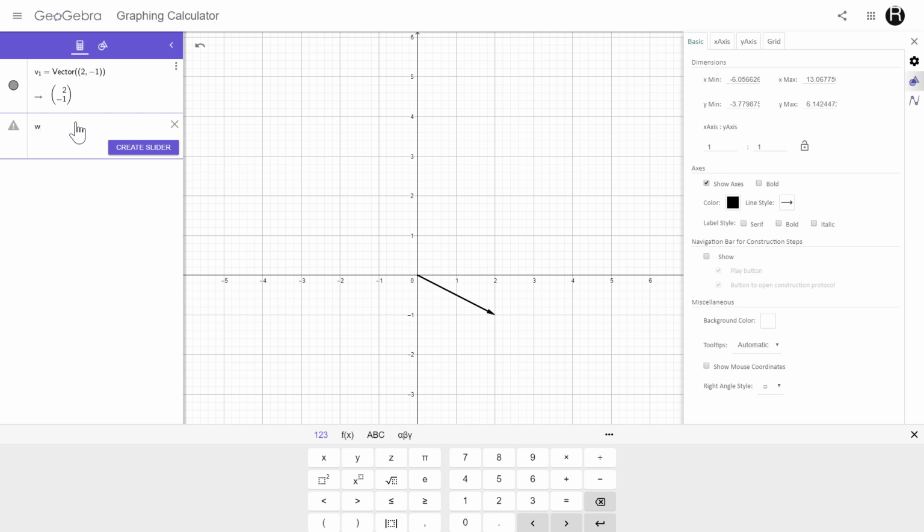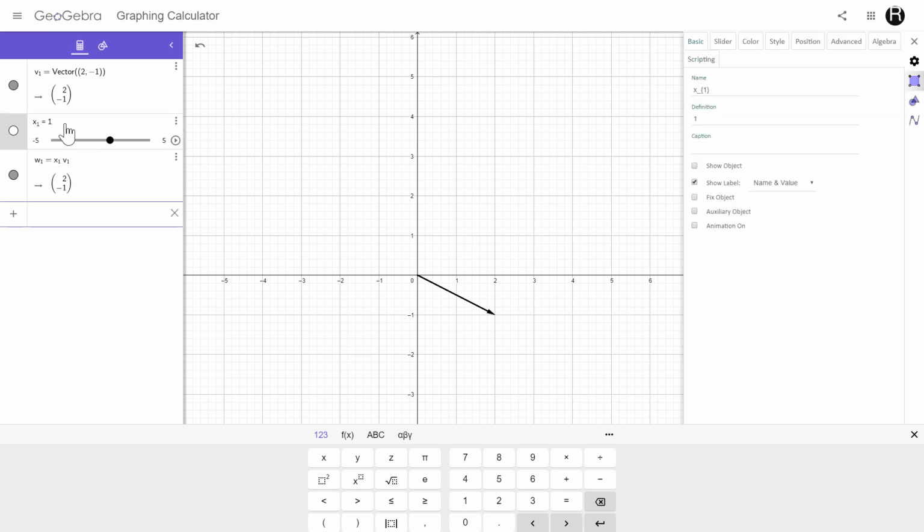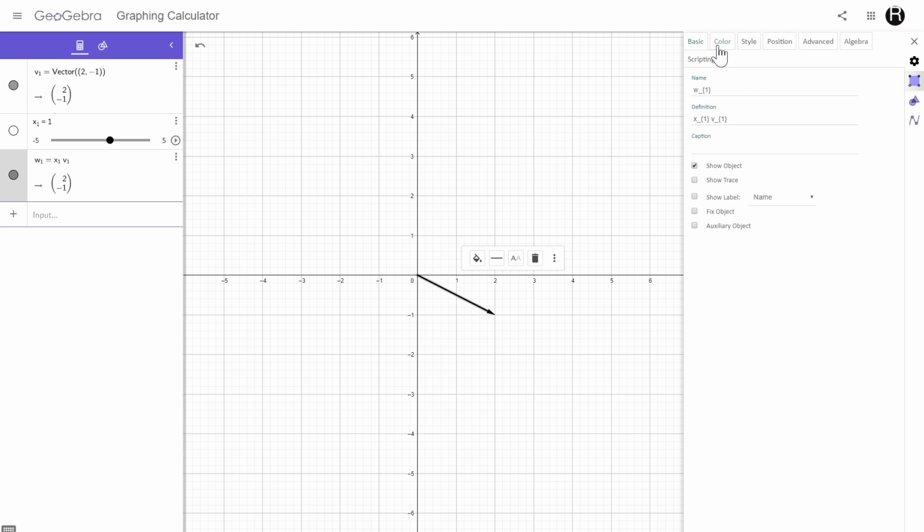So let me create another vector called w1, and let's say that w1 is equal to x sub 1 times v sub 1, and we'll create a slider for x sub 1 over here. Let's change the color to reddish and make it a dotted line. So we can stretch this going left or right. The scaling, according to my scalar here, goes from -5 to 5, but technically it can go on forever.